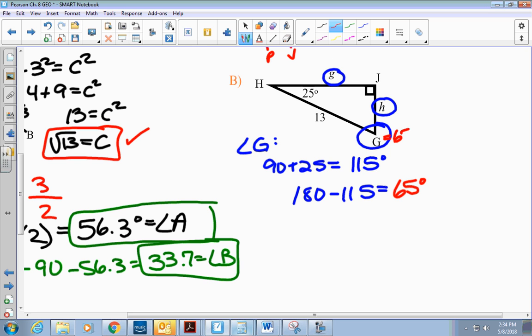So that's angle G. So now I have all three angles. I know one angle is 90, the other angle is 25, and the missing angle is 65. So we have all of our angles. Now we need to work to find all of our sides. So let's, Josh, completely your pick, little g or h?